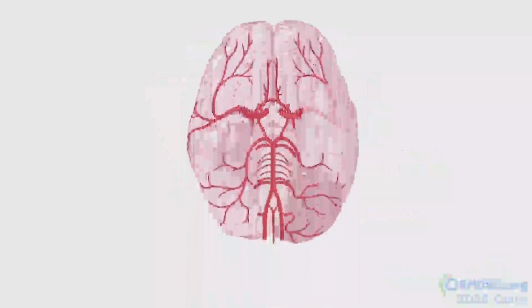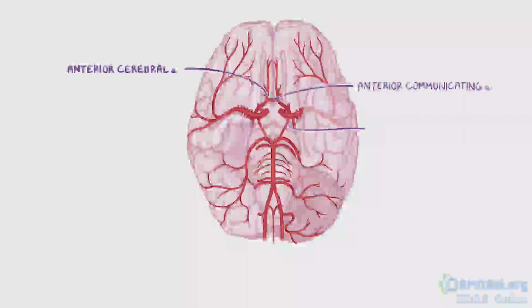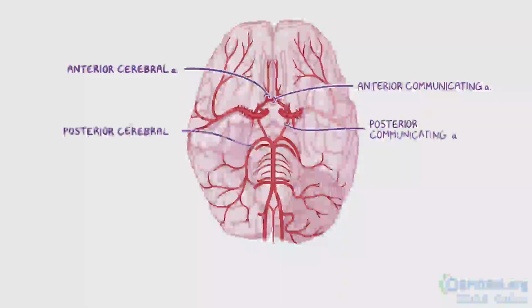Great! Now let's put all this information together and look at the circle of Willis, named after the English physician Thomas Willis. See, the anterior communicating artery connects the two anterior cerebral arteries, while the posterior communicating arteries connect the posterior cerebral arteries with the internal carotid arteries on each side.